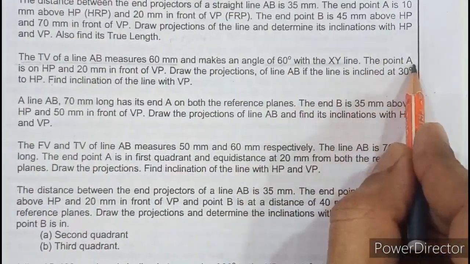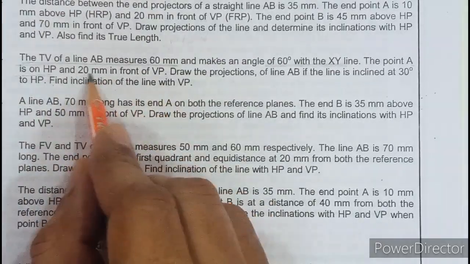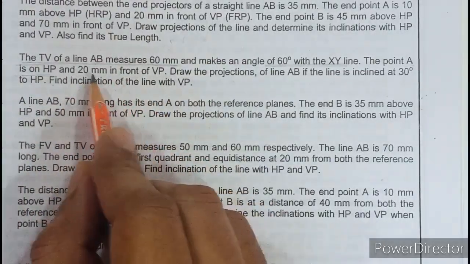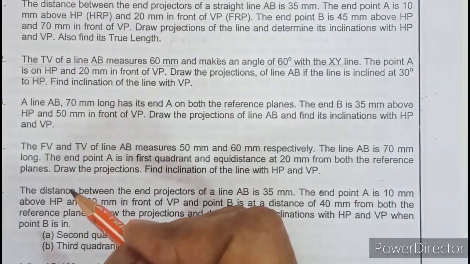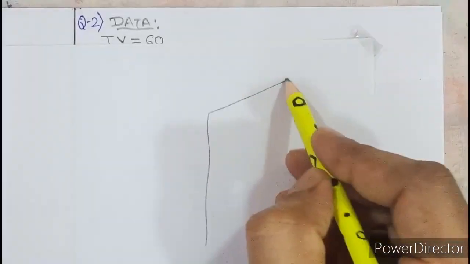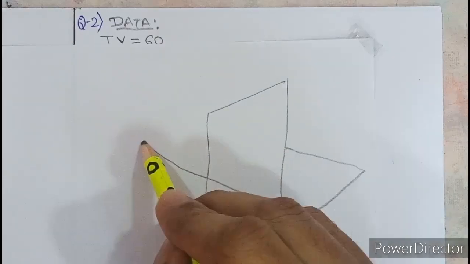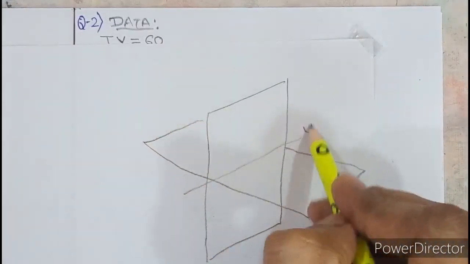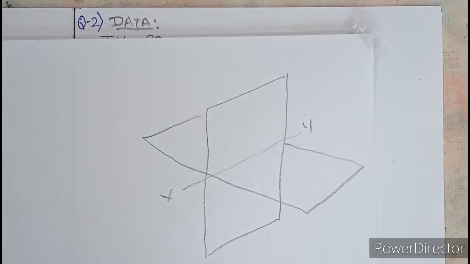So point A is on HP and 20 millimeter in front of VP. So where is point A? On HP and 20 millimeter in front of VP. So let us try to draw here. If I draw the 4 quadrants, so these are the 4 quadrants and this is the XY line. So what they said, point A is on HP.